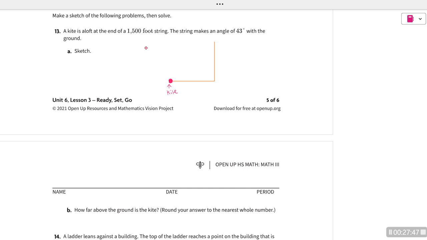Where the string comes out. So our string is right here. And it tells us that string is 1,500 feet. That's a lot of string. And then I'm going to draw a kite as best I can. So there's our kite. Now it tells us that the string makes an angle of 43 degrees with the ground.